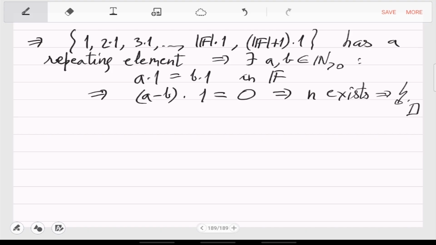So it's in fact a direct proof. We didn't need to do the contradiction thing. You just consider this set, and from here, since 2 elements are the same, the field was finite. So for A minus B, you can assume A greater than B, and so A minus B is a positive natural number. That times 1 is 0. Is that clear?